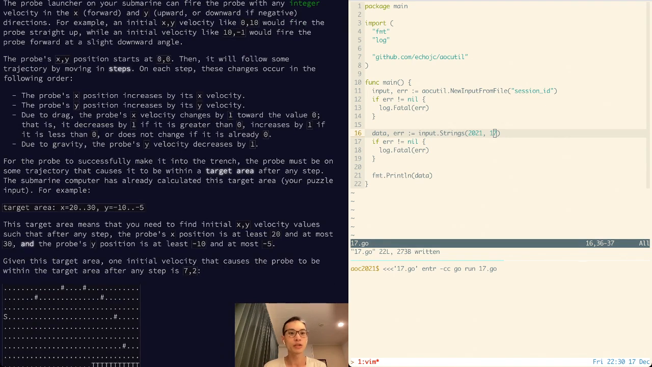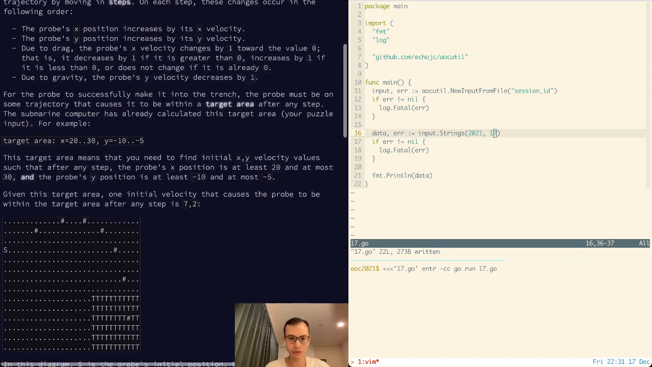Then it will follow some trajectory by moving in steps. On each step, these changes occur in the following order. The probe's x position increases by its x velocity. The probe's y position increases by its y velocity. Due to drag, the probe's x velocity changes by 1 toward the value of 0. That is, it decreases by 1 if it's greater than 0, increases by 1 if it's less than 0. It does not change if it's already 0. Okay, so moving towards 0. Due to gravity, the probe's y velocity decreases by 1. So it always decreases. It's quite straightforward.